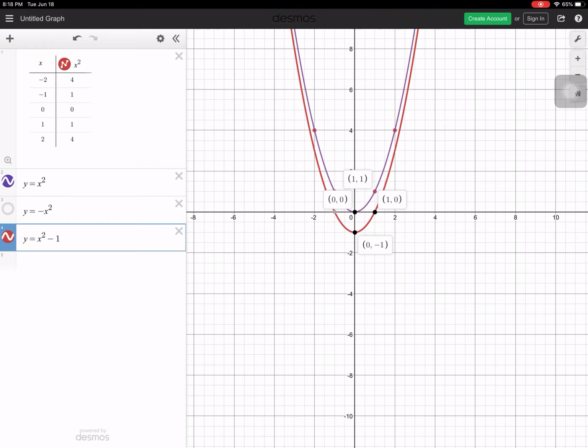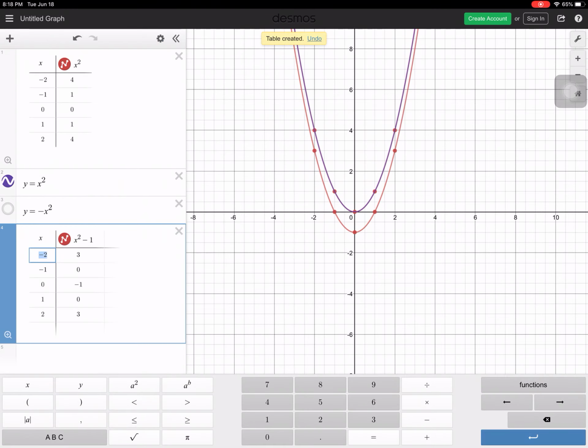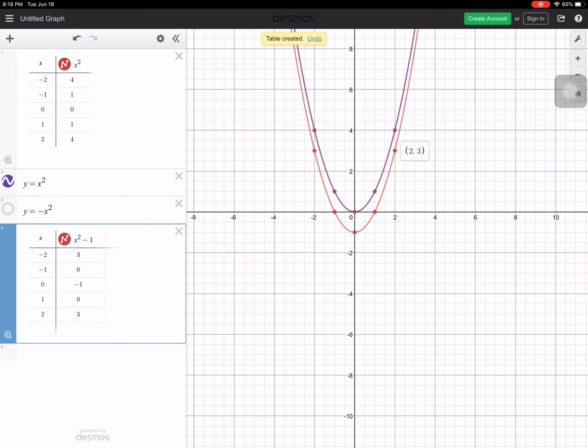That would be to shift it down to 3, so I could actually turn this into a table of values, I believe. Yes, I can. There you go. You can see those same table of values. All we did is we shifted that one down, one value down.